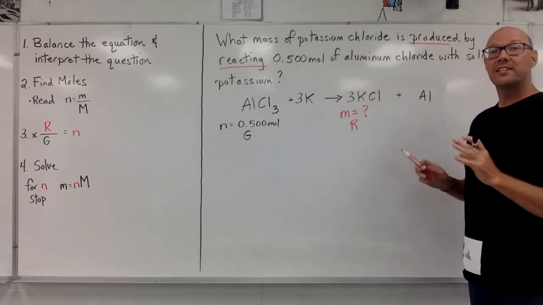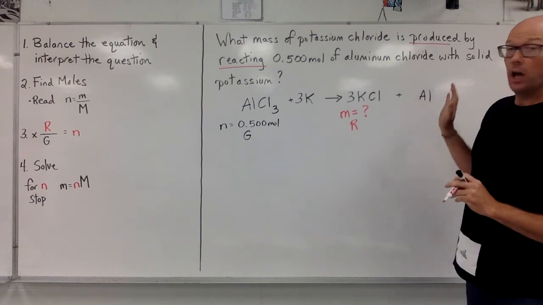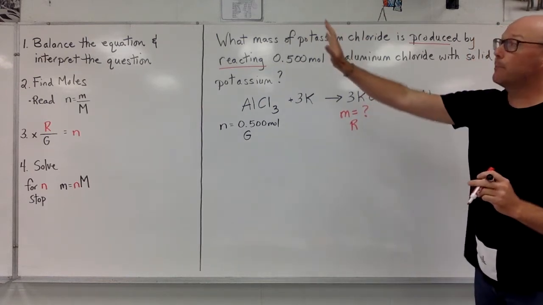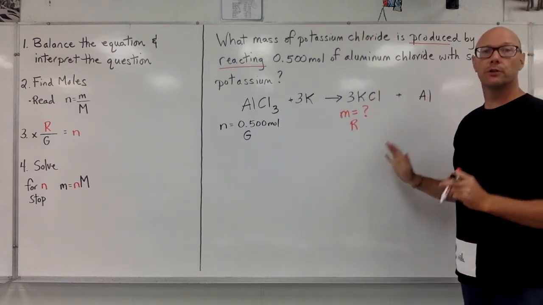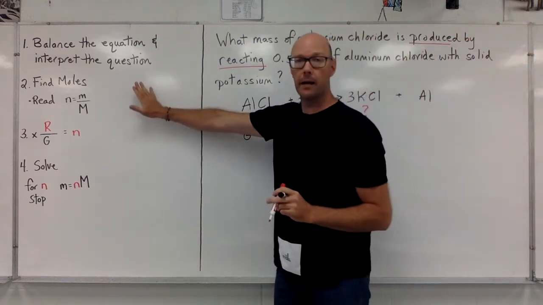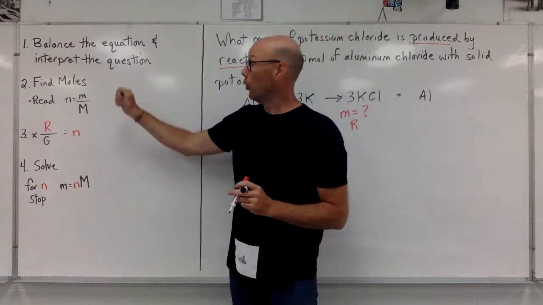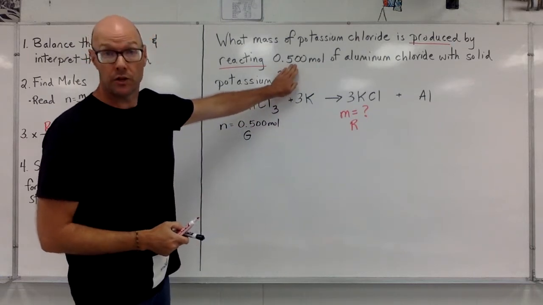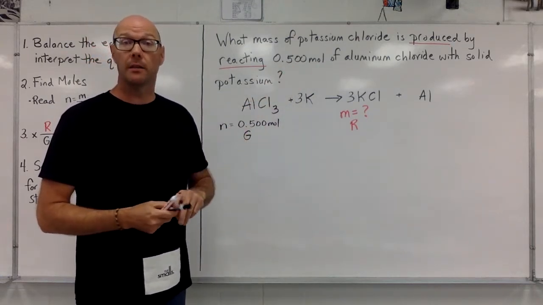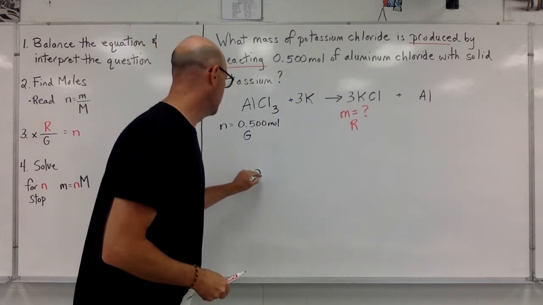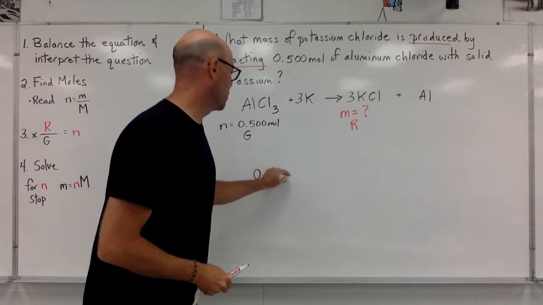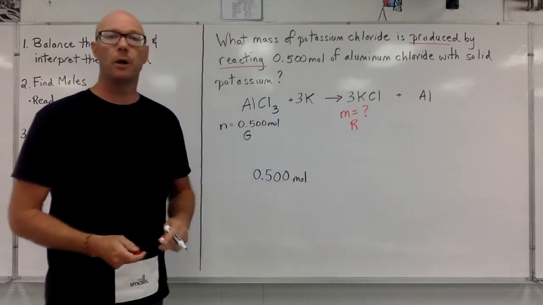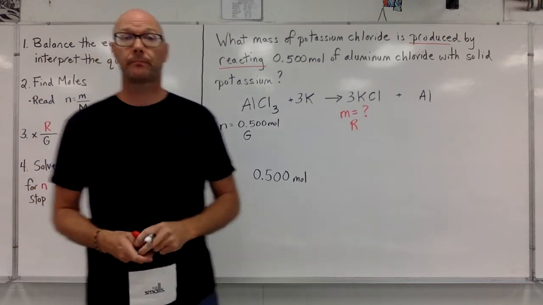Okay. That's interpreting the question. That's a long time. You're going to be able to go faster than I did just now, but that's step 1. Balance the equation and interpret the question. Step 2, find moles. We could find moles by reading or by doing mass over molar mass. Here, it's right in the question. By reading carefully, we could find the moles. I found it, 0.500 moles. Found it. Next, we're going to multiply by the R over G.